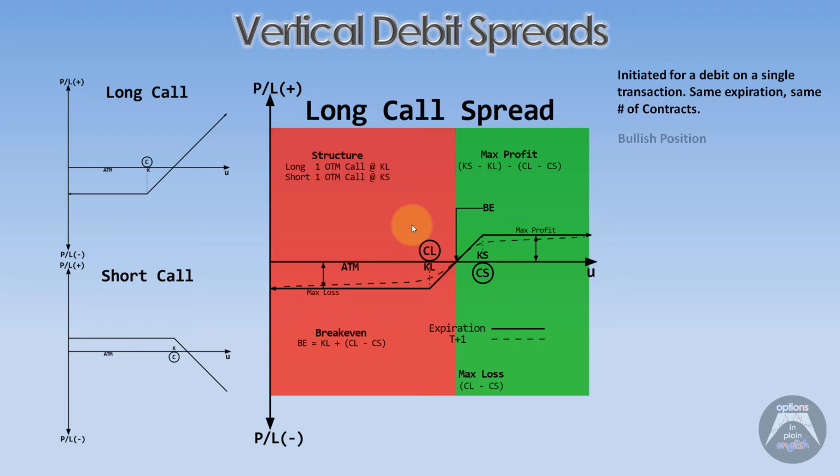It's a bullish position, as you can tell. The price is here. You need the stock to move all the way to the break even and higher for you to make money. So you want the price to go higher. This is a bullish position.